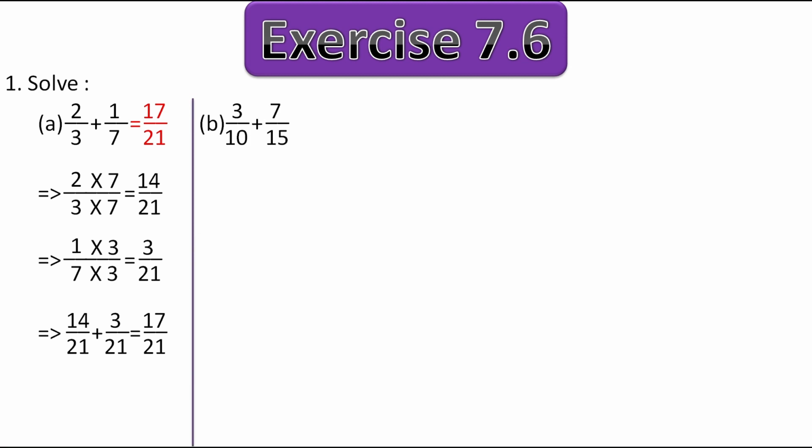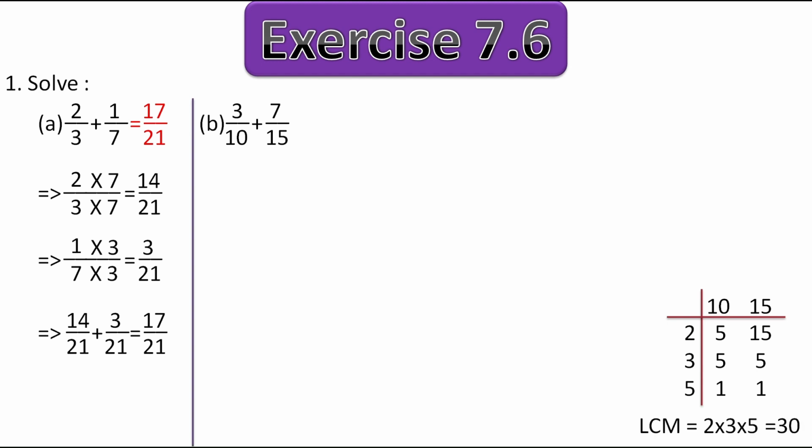Now in the first example, the denominators were co-prime numbers, so we directly multiplied them. But here 10 and 15 are not co-prime numbers, so we have to find the LCM. Okay, so 10 and 15. I'll take first 2 5s are 10 and 15 will remain as it is. Now I'll take 3, 5 will remain as it is, and 3 5s are 15. Now 5 1s are 5 and 5 1s are 5. So the LCM is 2 into 3 into 5 is equal to 30.